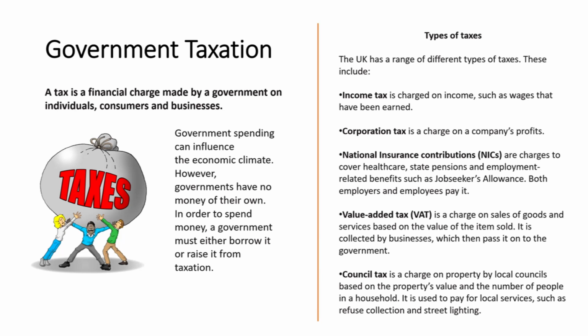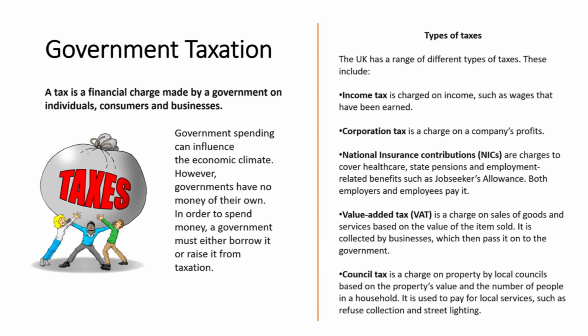So let's go over the different types of taxes there are in the UK. There's income tax. This is a charge on income, such as wages that have been earned. There's corporation tax. This is a charge on a company's profits. There's national insurance contributions. These are charges to cover healthcare, state pensions, and employment-related benefits, such as job seekers' allowance. Both employers and employees pay this.